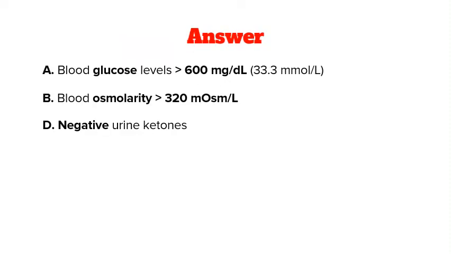So the answer is A. Blood glucose levels greater than 600, B. Blood osmolarity greater than 320, and D. Negative urine ketones.